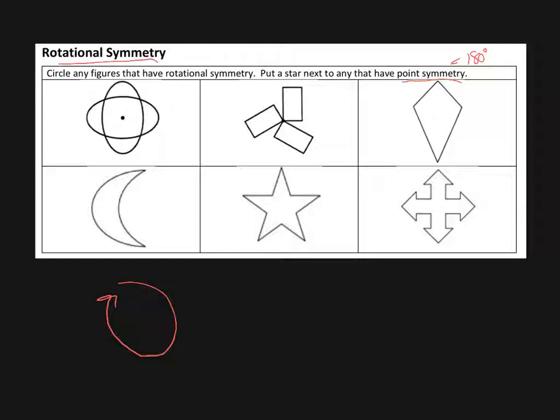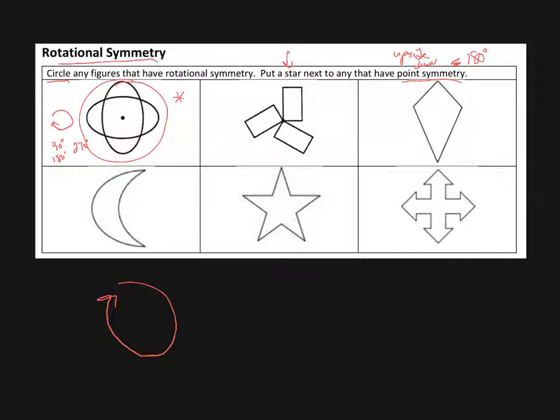So our first figure right here, is it possible to rotate this figure around and end up with that same figure? Of course, at 90 degrees you can, at 180 degrees you can, and at 270 degrees you can obtain the same figure. So it has rotational symmetry, and it says to circle it if it does. And then it also says to put a star next to anything that has point symmetry. So since this figure is the same upside down, I'm going to put a star. And remember that 180 degrees is the same as upside down.